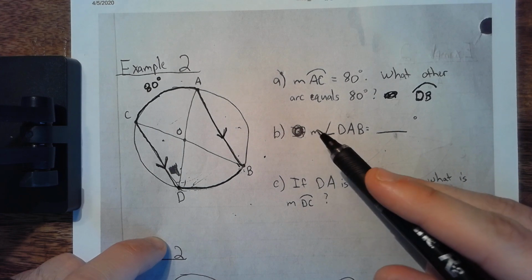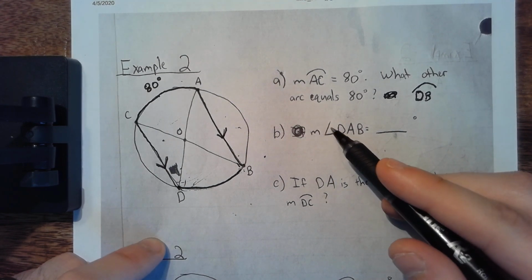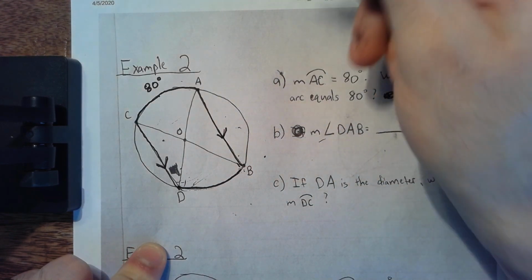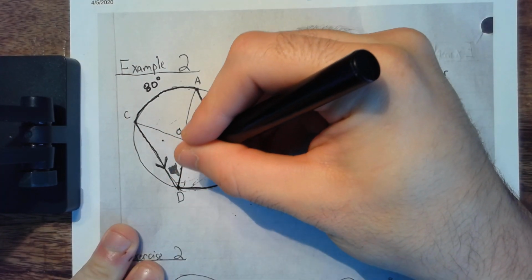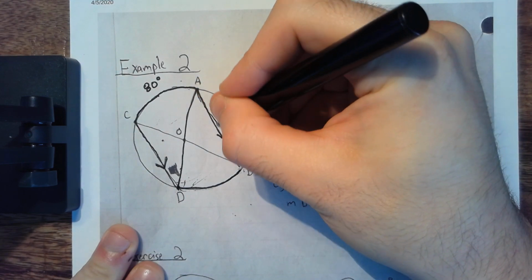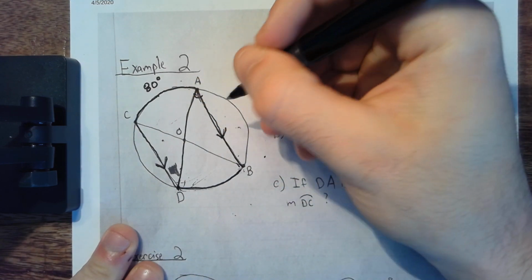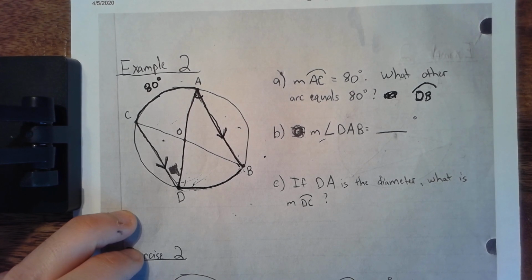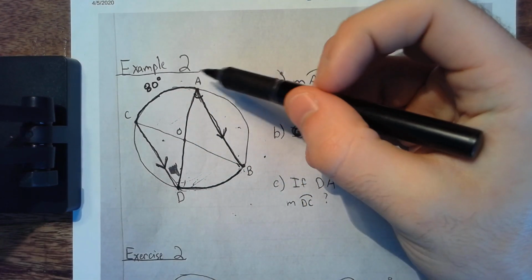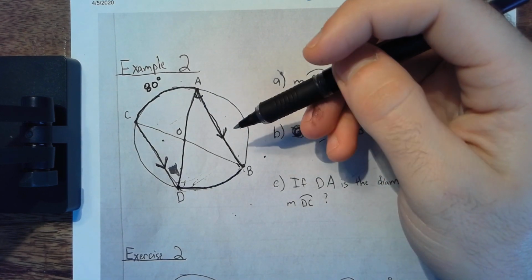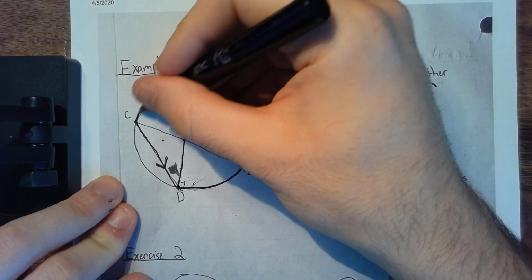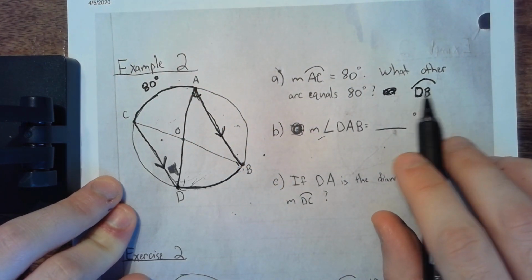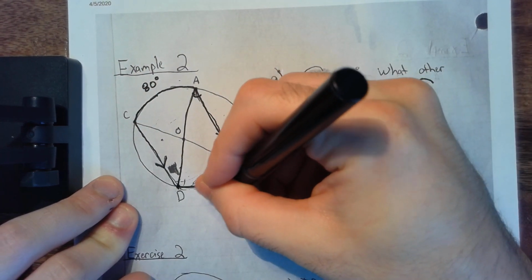Part B says, what is the measure of angle DAB? So let's find where we're supposed to be finding. So DAB. So that's this angle right there. How do we have enough information to find this angle? The answer is yes. Because we know that if arc AC is 80 degrees, arc DB is 80 degrees.